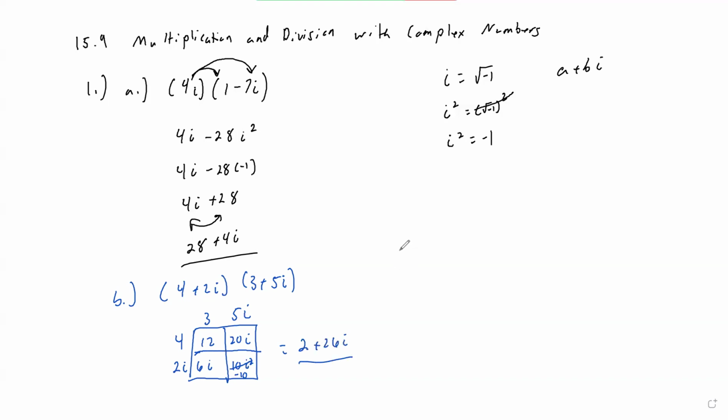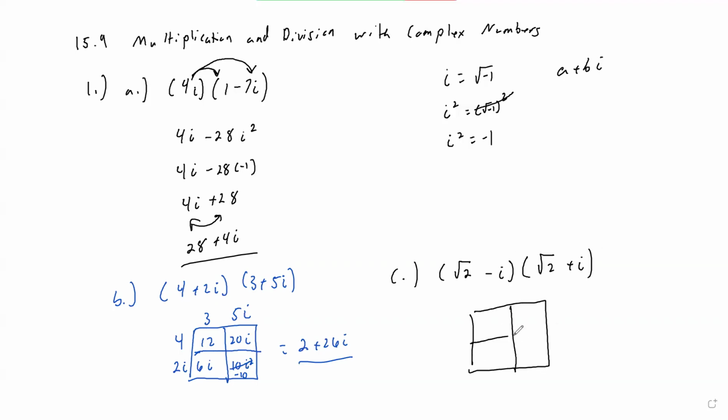All right, so let's do another one. We're going to look at the square root of 2 minus i times the square root of 2 plus i. We'll box method this. The square root of 2 times square root of 2 is just 2. We've learned that in this chapter as well.